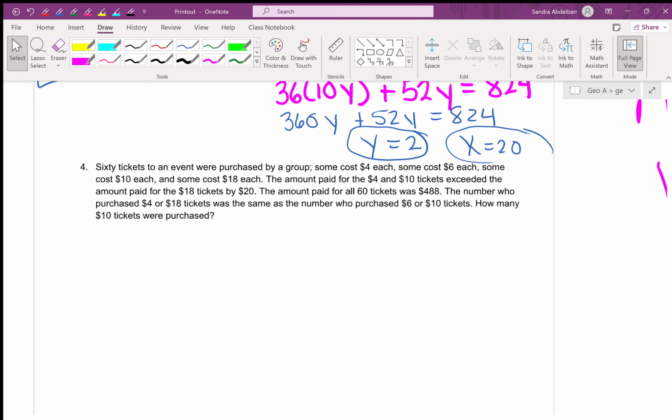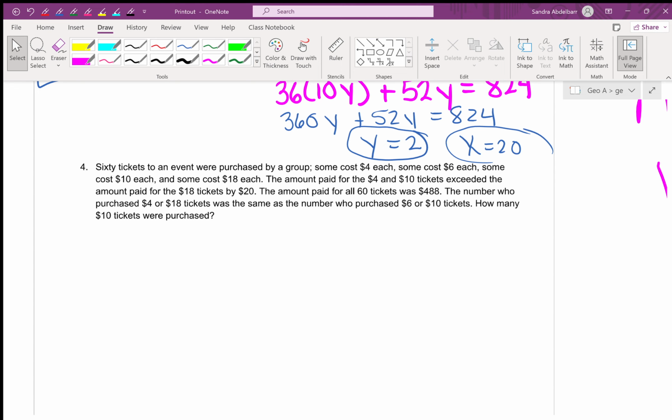The amount paid for the $4 and $10 tickets exceeds the amount paid for the $18 tickets by $20. The amount paid for all 60 tickets was $488. The number who purchased $4 or $18 tickets was the same as the number who purchased $6 or $10 tickets. How many $10 tickets were purchased?